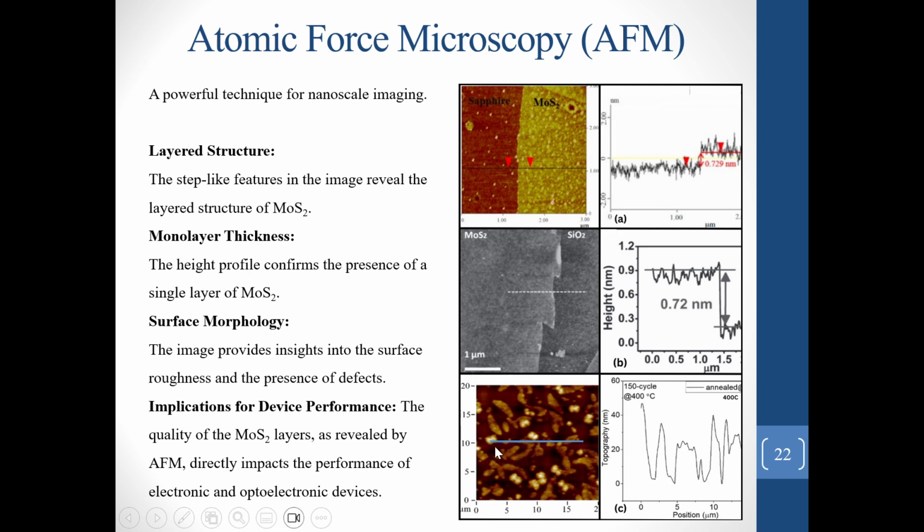Here you can see the distance we are taking from here to here, and here is a peak up, and suddenly a peak down, which means there is either a defect or roughness. Then again a peak up. So this is the quality of how MoS2 forms. So this AFM reveals the quality of MoS2 layers on the silicon substrate.